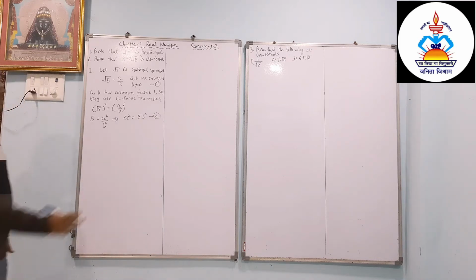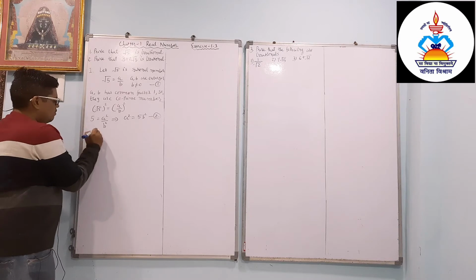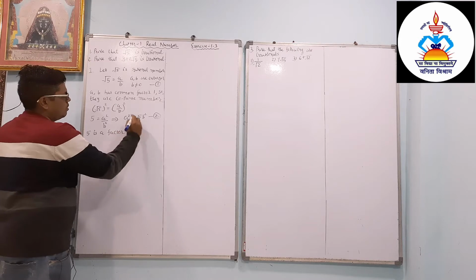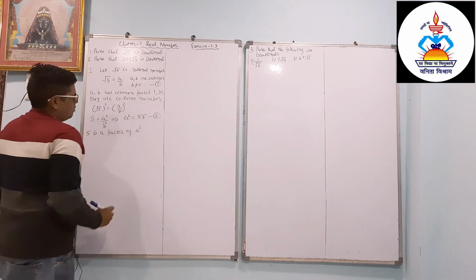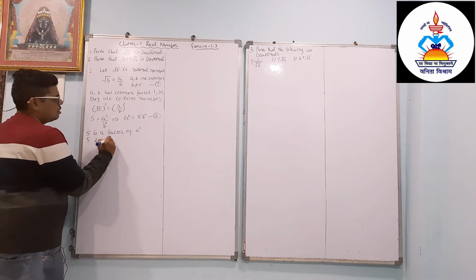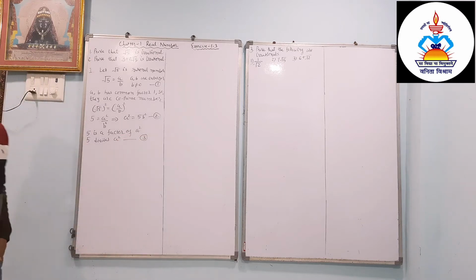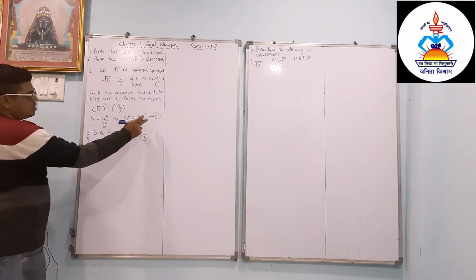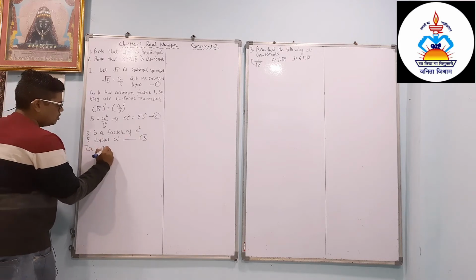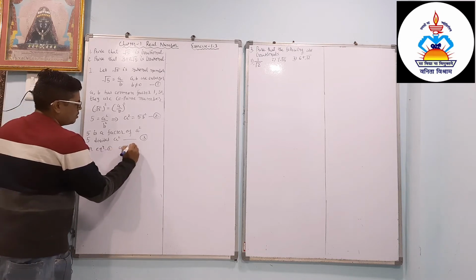From result number 2 we can say that 5 is a factor of a squared. So we can say that 5 divides a squared. This statement is result number 3. Now in equation number 2, we write a equals 5k.